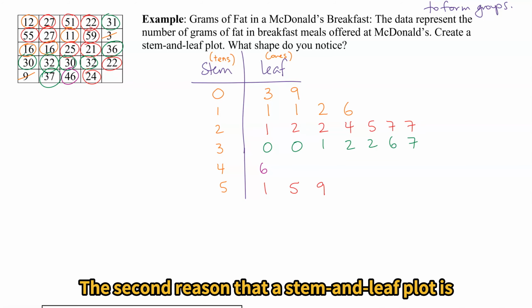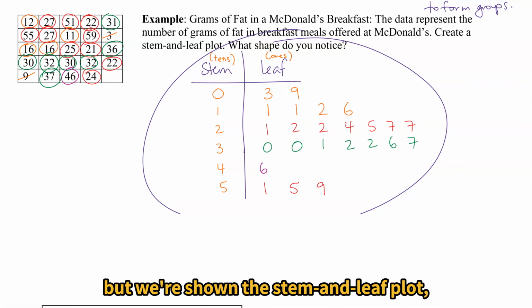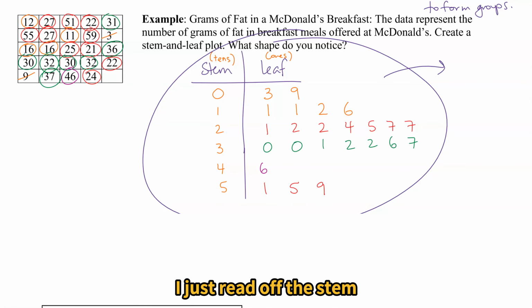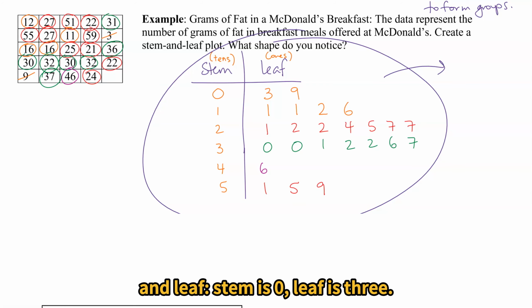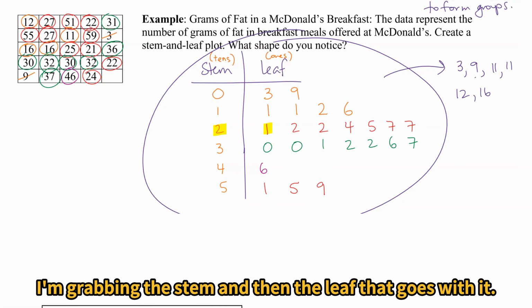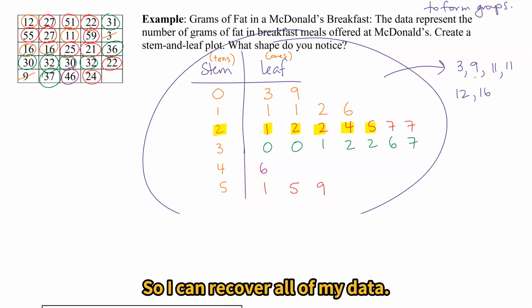The second reason that a stem and leaf plot is pretty amazing is if we're not given the data but we're shown the stem and leaf plot, we can actually recover every single data value here. I just read off the stem and leaf. Stem is 0, leaf is 3, that's a 3. Stem is 0, leaf is 9, that's a 9. 11, 11, 12, 16. I'm grabbing the stem and then the leaf that goes with it. 21, 22, 22, 24, 25, and so forth. So I can recover all of my data.